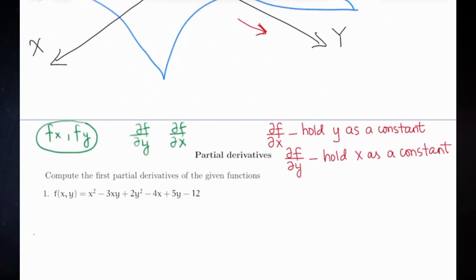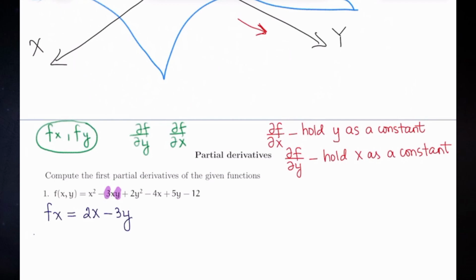The first example says compute the first partial derivative of the given function, and I have a polynomial of two variables. So let's go ahead and compute the first with respect to x. So x is the variable, y is a constant. So polynomial, we know how to compute those. So this becomes 2x, no problem here. Now this next term has a y. It is a constant. You can kind of put them together with the actual constant 3. So then the derivative of this with respect to x would be just negative 3y.